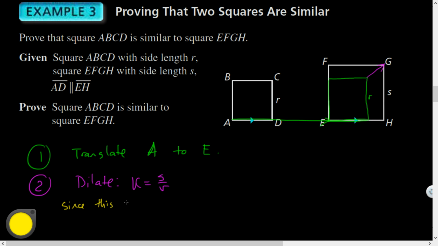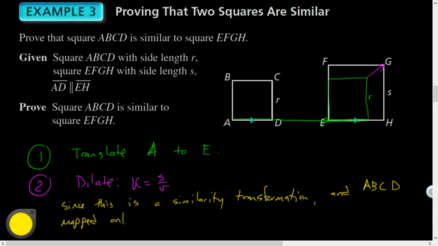So let's see. Since this is a similarity transformation, and A, B, C, D mapped onto, let's see, I've got to get the letters in the right order, E, F, G, H, the squares are similar. Right? You're correct. You guys believe it? Do you believe it, friend?